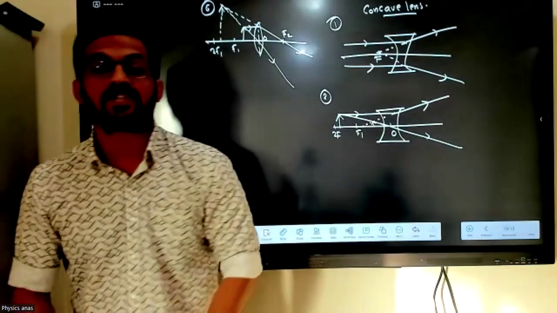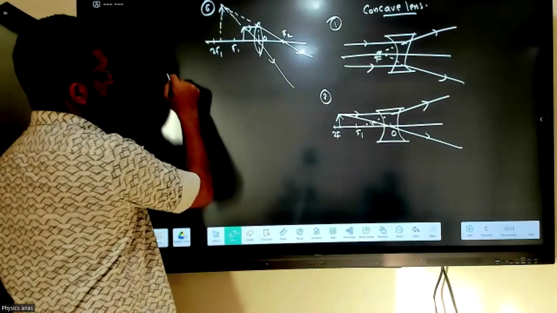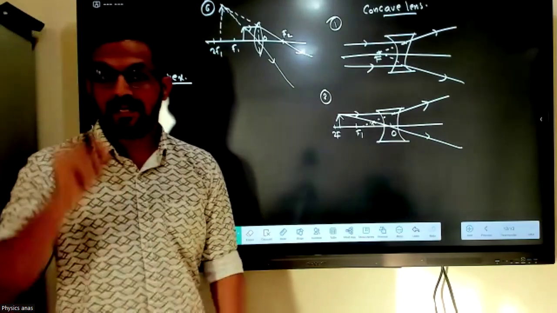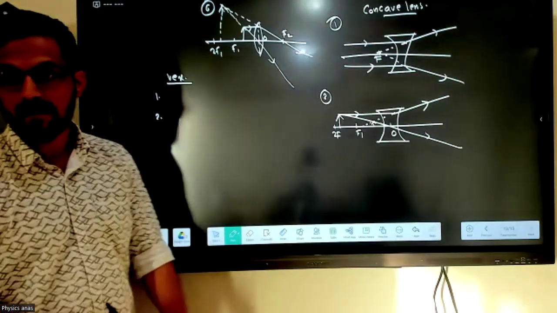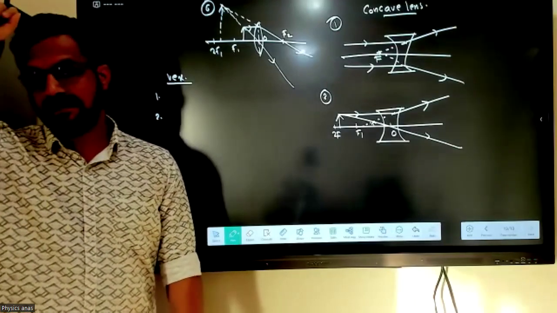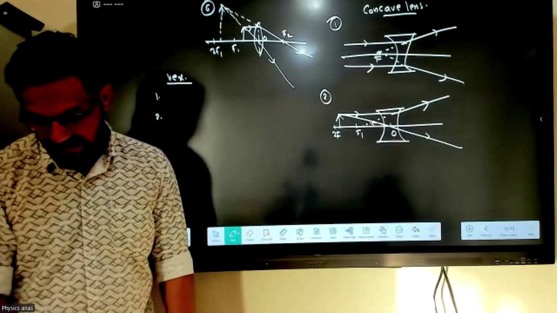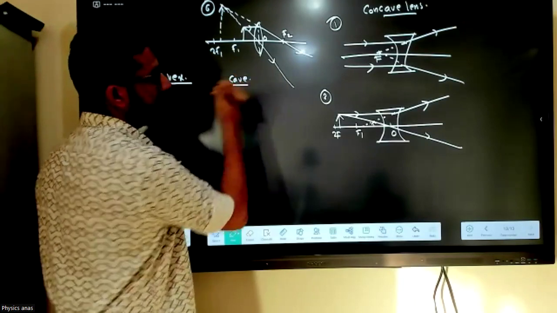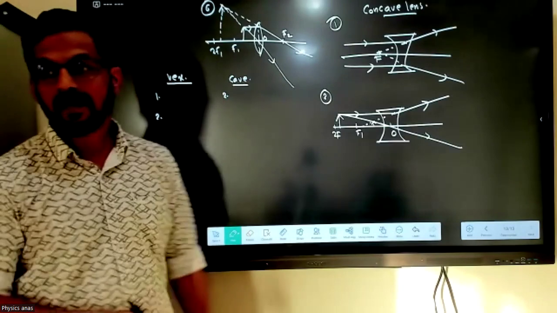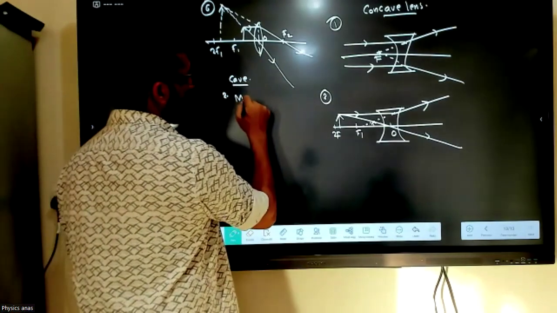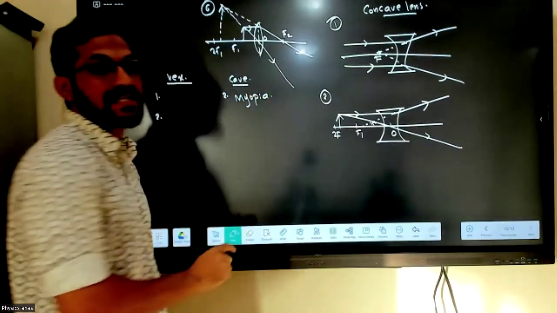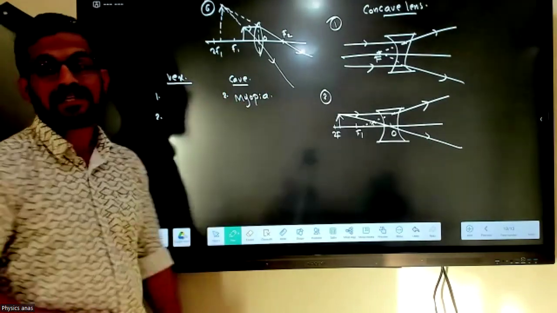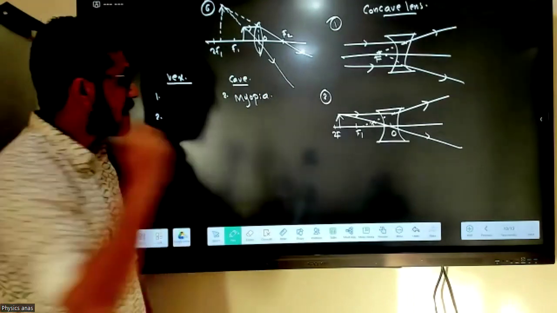After that, we studied the applications of lenses. What are the applications of convex lenses? As magnifying glasses, and to cure hypermetropia or long-sightedness. Then cameras, microscopes, etc. And what about concave lens? Myopia. That word is myopia or short-sightedness or near-sightedness. That is what concave lenses are used for, right? Concave lenses are used in telescopes also.